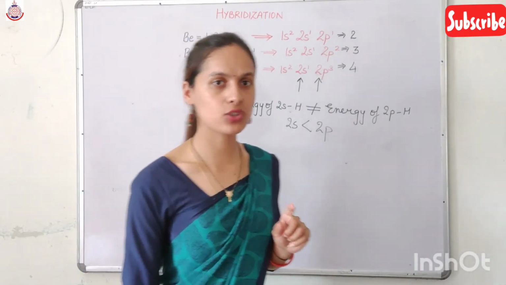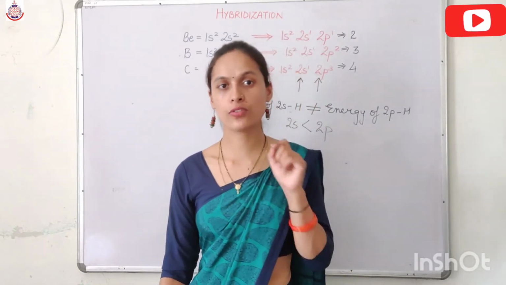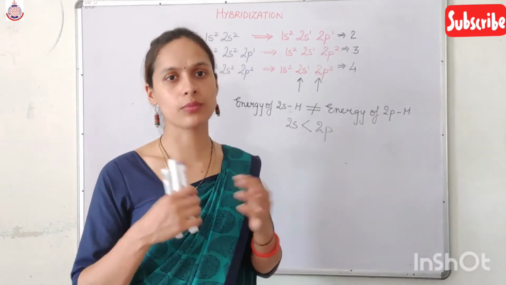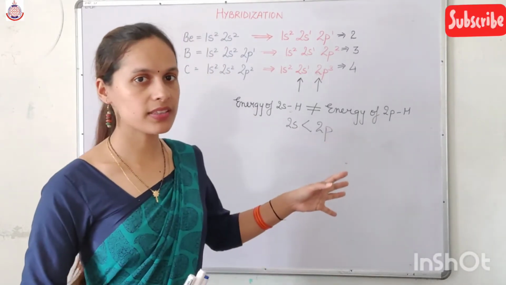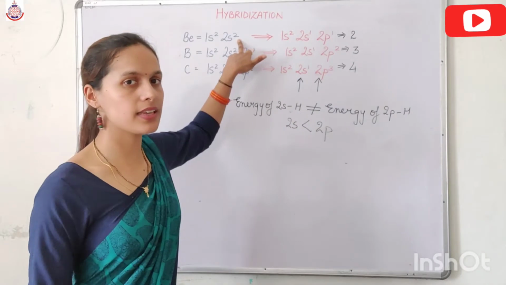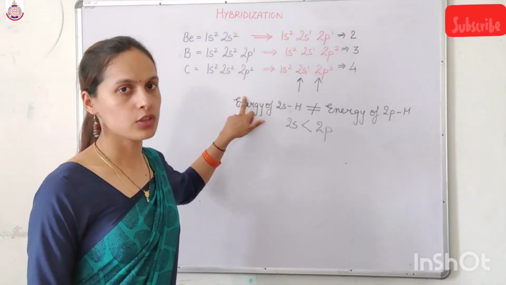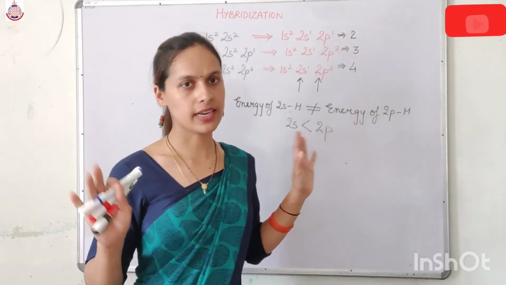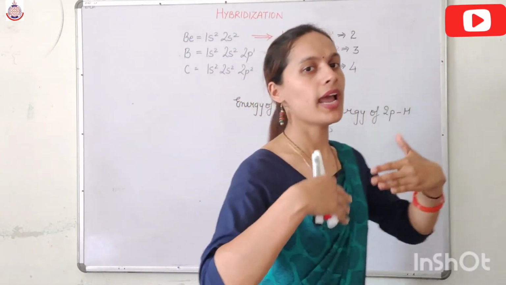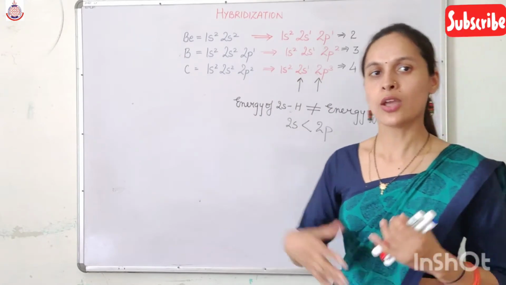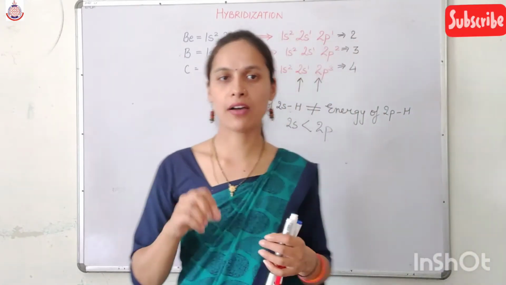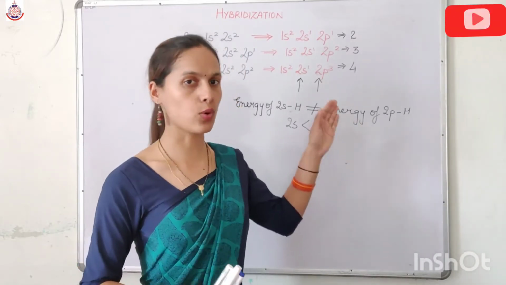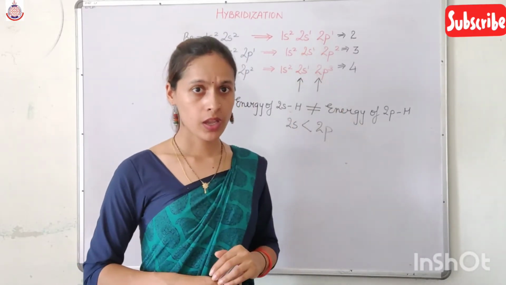What does the experimental data show? That all 4 bonds of carbon have the same energy. Now what is the reason behind this? Initially we said that here the covalency is 2, here 3, here 4. So if I move one electron from s to p, as a result we get that many half-filled orbitals, and because of this we have covalency 2, 3 and 4.